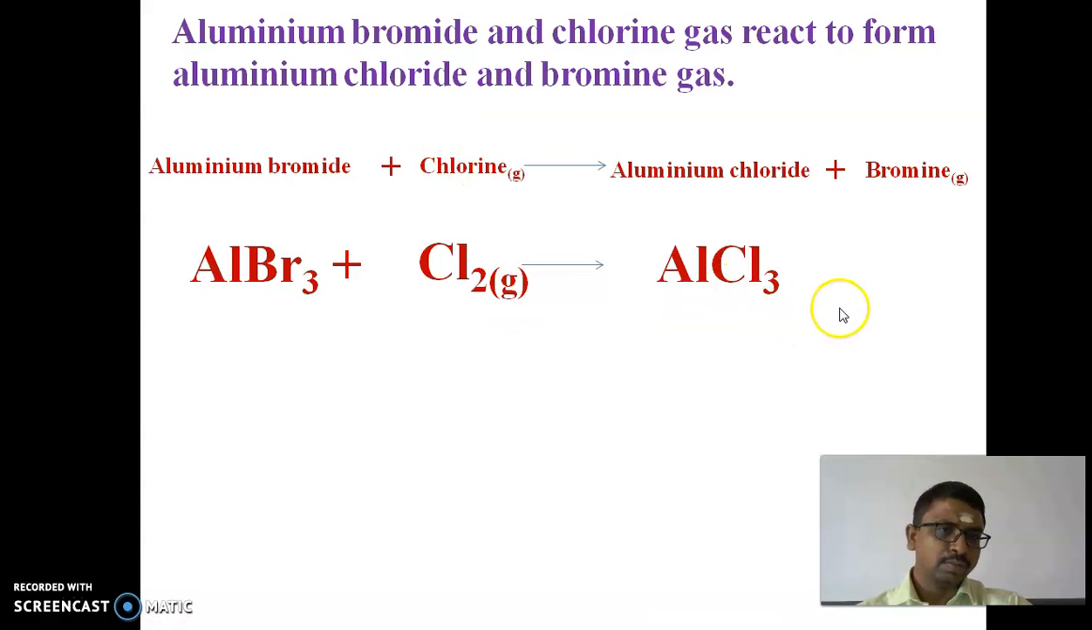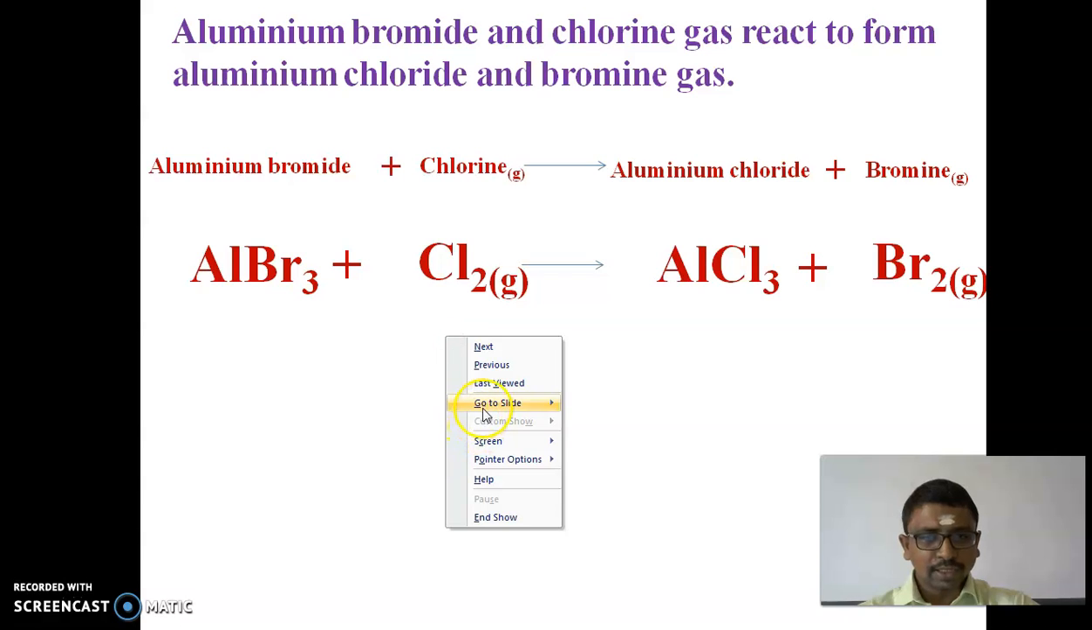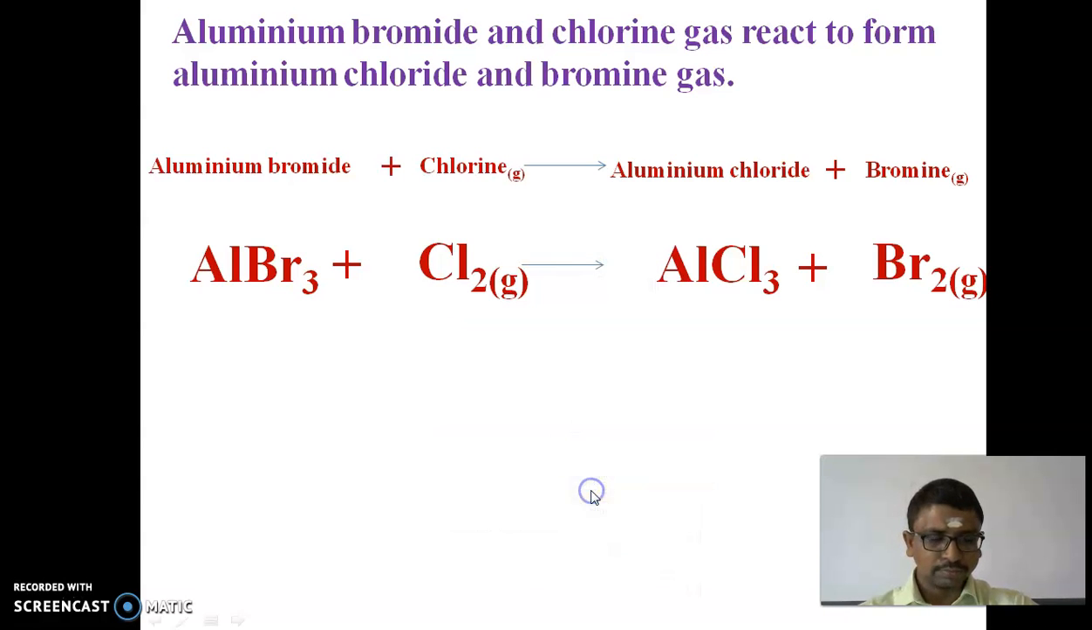AlCl3 plus bromine. Bromine is also diatomic. So what is the formula here? It will be Br2. It is in the gaseous state. So this is the skeleton equation. Now we have to balance this equation. So what will it come?